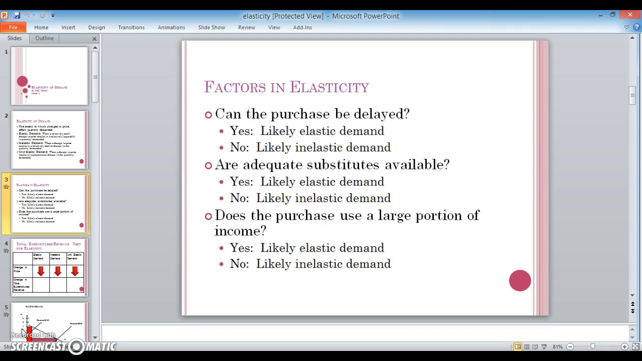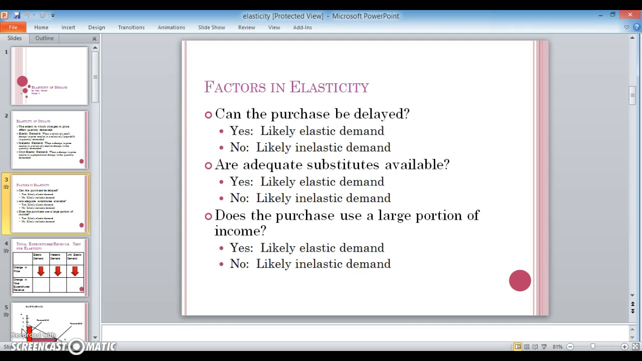There are several factors in elasticity. One of them is, can the purchase be delayed? If it can, it is likely elastic demand. If not, then it is likely inelastic demand. Another factor is if there are adequate substitutes available. If there are, it is elastic demand, and if there aren't, it is likely inelastic.